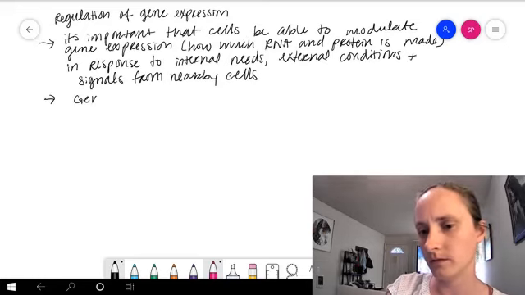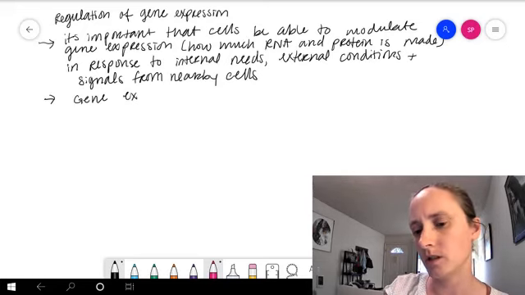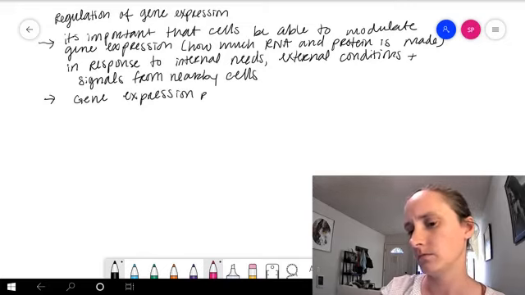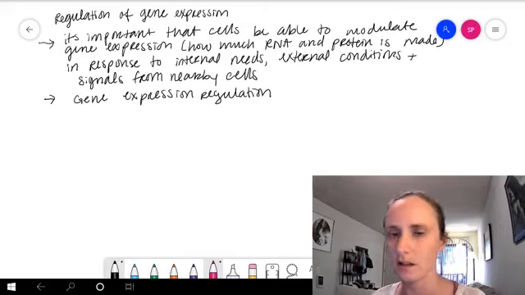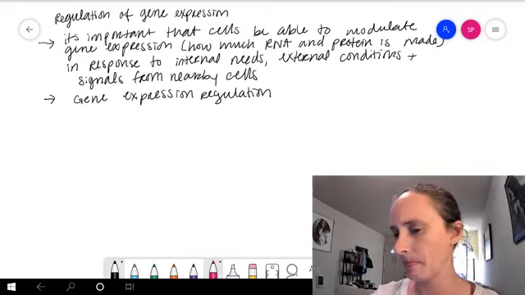So, gene expression regulation strategies. Again, this is not a complete list. The cell uses many more methods.